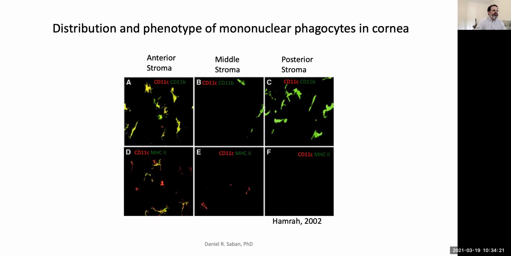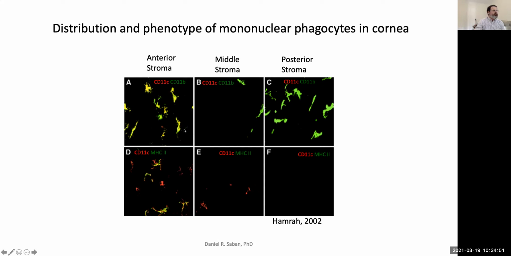Here's another paper in 2002, looking more at the different depths of the cornea, but essentially with the question of whether there are dendritic cells there, which are really the best antigen presenting cells in that sense. And CD11c for a long time was considered a gold standard marker for DCs. We now know that not to be the case.